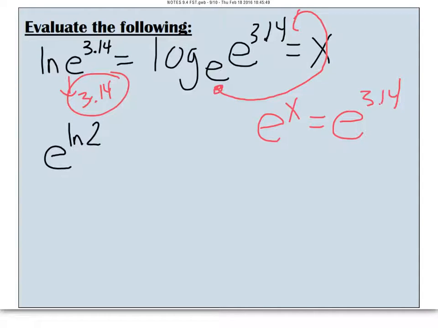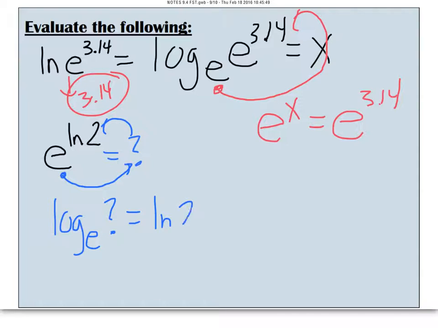Let's take a look at this one here. Now here we have an exponent, and we're not really sure how to evaluate e to the natural log of 2. So why don't I set this equal to x, or we'll even just do question mark in this case, and let's rewrite it as a logarithm. So it's exponent base e, so therefore it's going to be log base e. So log base e of this equals this. So log base e of question mark equals the natural log of 2.